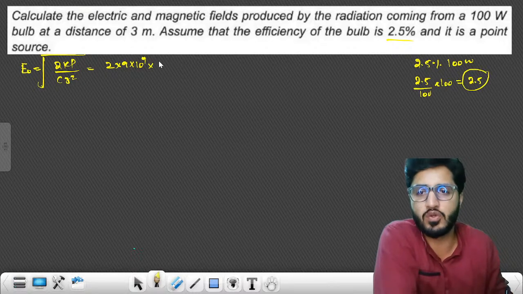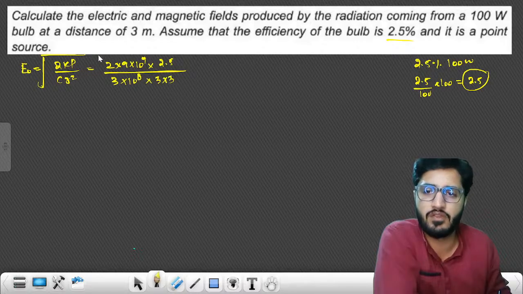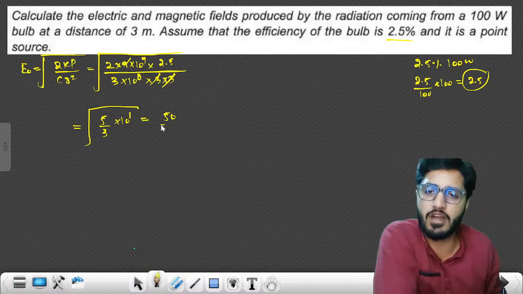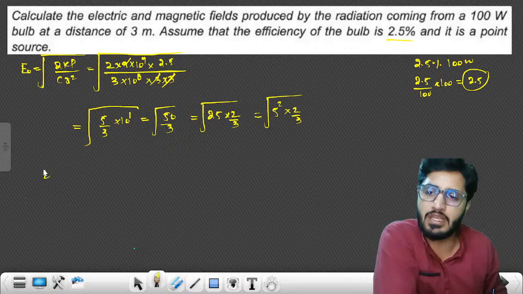2.5 divided by C. C is 3 into 10 to the power 8. R is 3, so it is 3 multiplied by 3, then root. 3, 3, 9, and 9 cancels out. So I can write here it is 5 by 3 into 10 to the power 1 under root, which is 50 divided by 3 under root. 50 is 25 multiplied by 2, and 25 is 5 square. So my E naught came out to be 5 under root of 2 by 3.